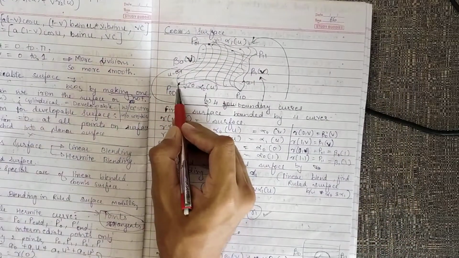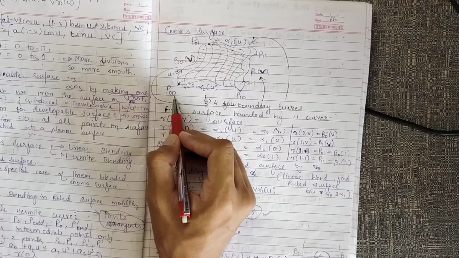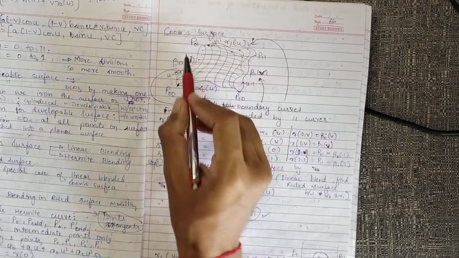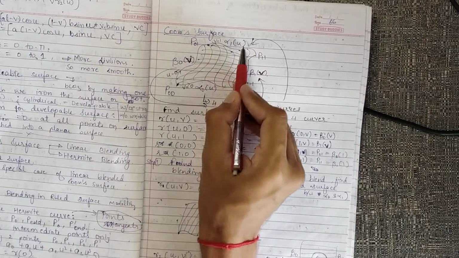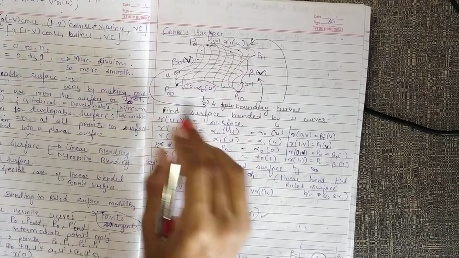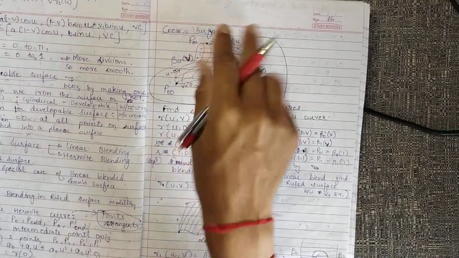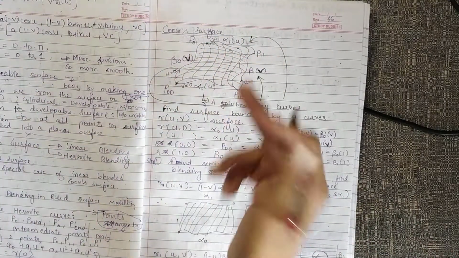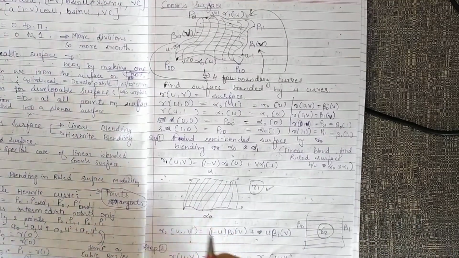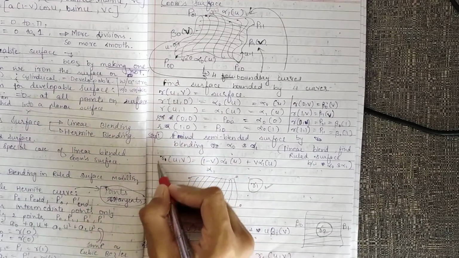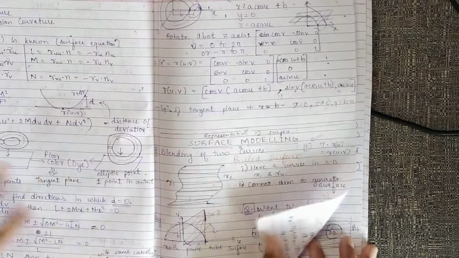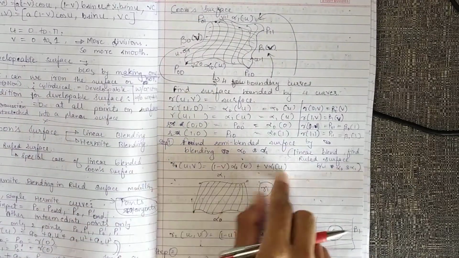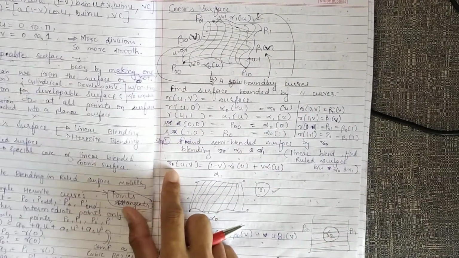So these intersection points are noted as P00, P10, P11 and P01, and these are the curves. These are the parameters of U, these are the parameters of V. Then we combine those curves to get the surface, the blending of these curves. So this is the blending of two alphas. This is linear blending. Whatever we did, we got a ruled surface.